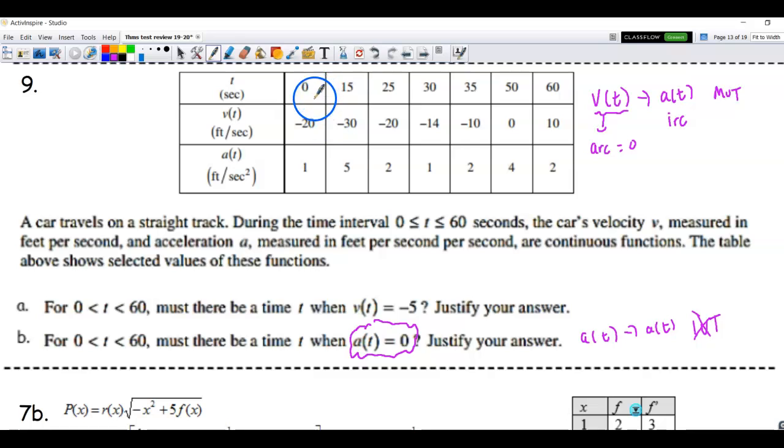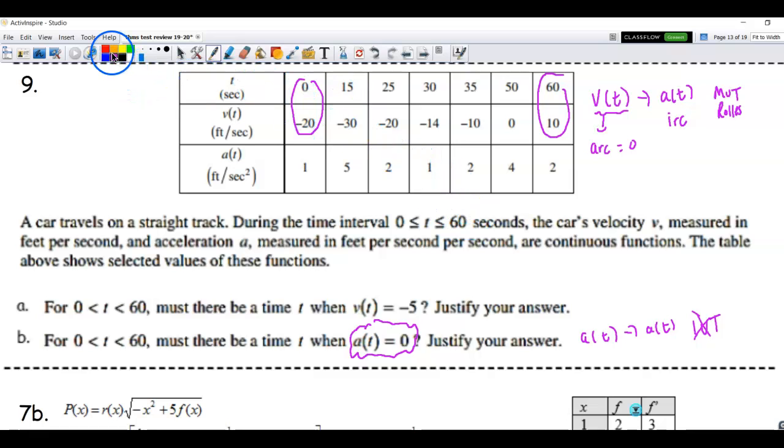Now, if I look at just the two endpoints, 60, and I did the average rate of change there, 10 minus negative 20, that's not going to give me a 0 in the numerator to give me an average rate of change of 0, because they don't have the same y value. Oh, by the way, if they have the same y value, since I'm going for a 0, I could use Rolle's theorem instead of mean value.